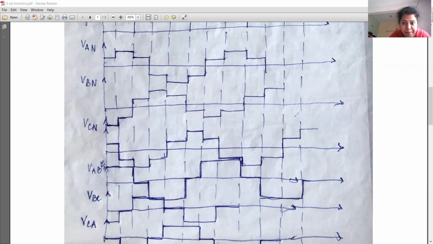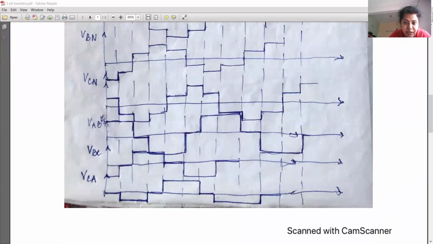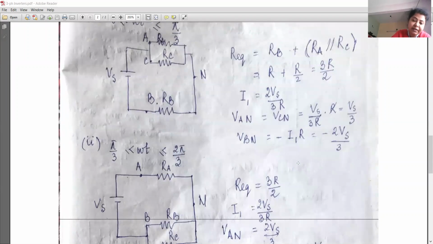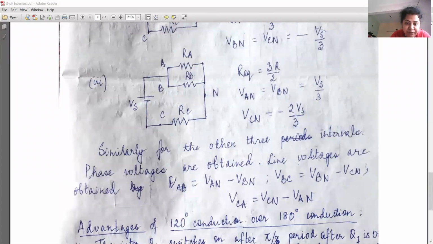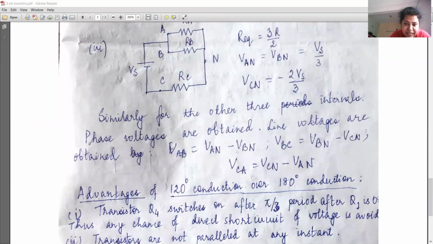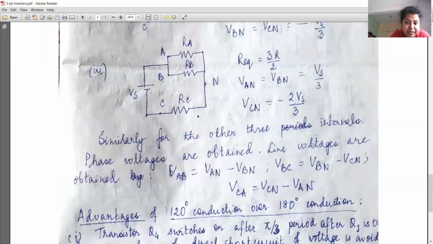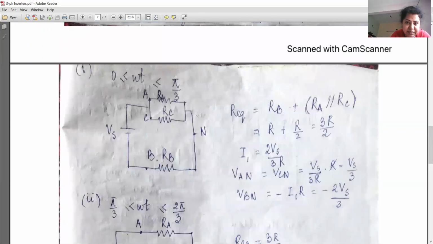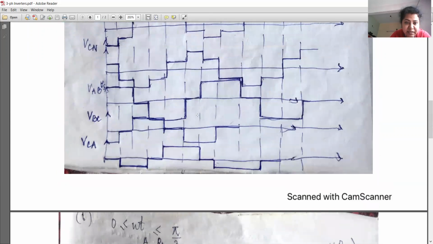And similarly, for the line voltages, we have the phase voltages VAN, VBN, VCN. For the line voltages, we have to subtract VAN minus VBN, we get VAB. VBC will be equal to VBN minus VCN, and VCA will be equal to VCN minus VAN. We have to do this for each interval, and for each interval we will be getting the line voltages, and for the line voltages also we will see that they will be delayed by an angle of 120 degree, and we will get the line voltages as a three-phase waveform.